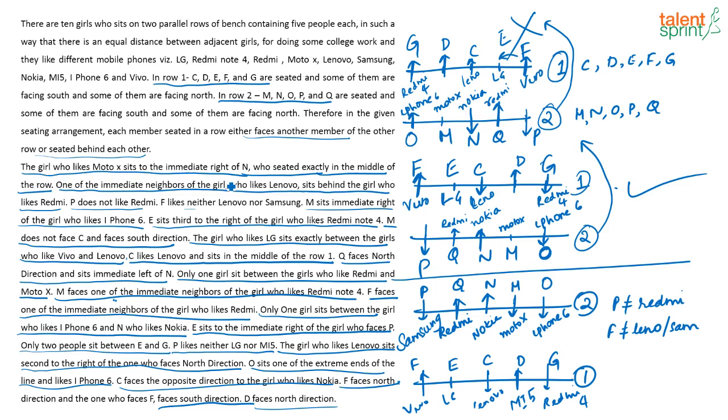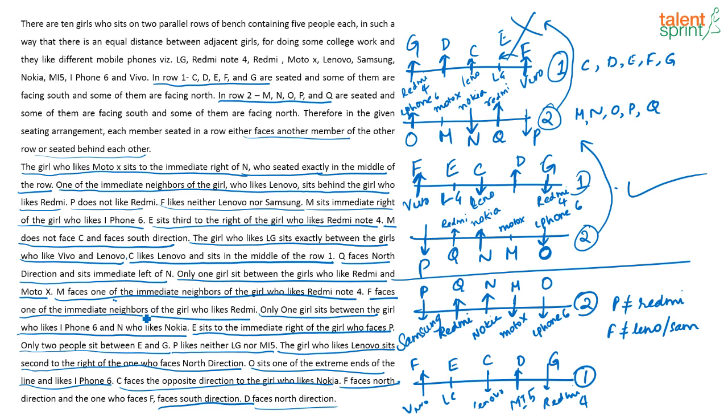The girl who likes Moto X sits to the immediate right of N, who sits at the middle of the row. One of the immediate neighbors of the girl who likes Lenovo sits behind the girl who likes Redmi. P does not like Redmi. F likes neither Lenovo nor Samsung. M sits to the immediate right of the girl who likes iPhone 6. E sits third to the right of the girl who likes Redmi Note 4. M does not face C and faces south direction. The girl who likes LG sits exactly between the girls who like Vivo and Lenovo. C likes Lenovo and sits in the middle of row 1. Q faces the north direction and sits to the immediate left of N. Only one girl sits between the girl who likes Redmi and Moto X. M faces one of the immediate neighbors of the girl who likes Redmi Note 4.